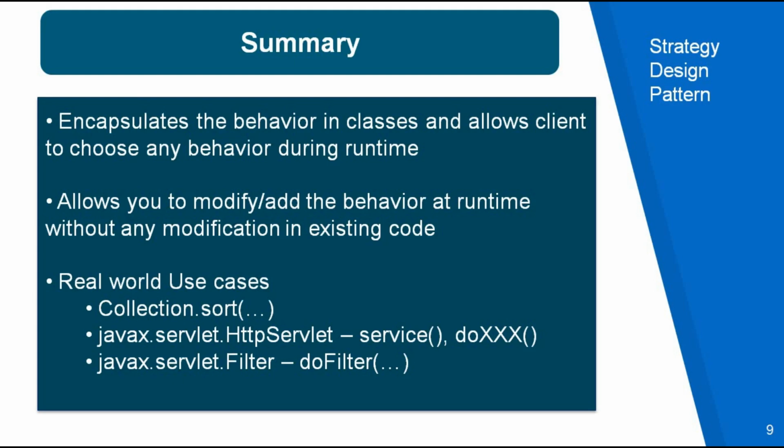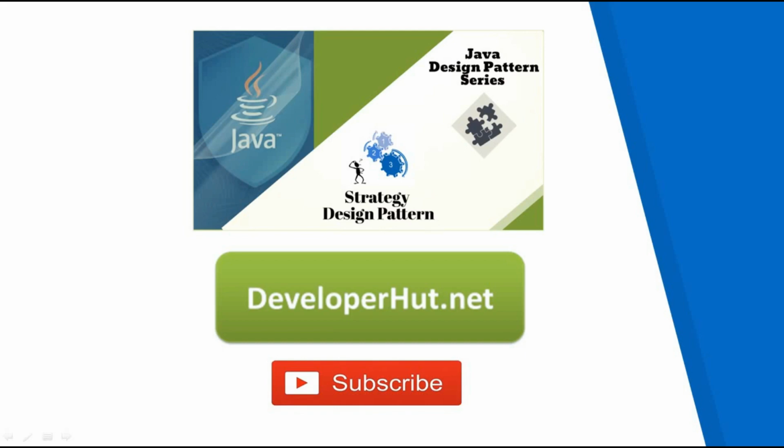Now the real world use cases. So collection.sort method internally uses the strategy design pattern, right? Even if you are familiar with servlet and JSPs, right? So HTTP servlet class internally uses strategy pattern to call the service as well as doGet and doPost methods, right? And filter class, which belongs to javax.servlet package, again uses the strategy to call the doFilter method. So I hope you understand the strategy design pattern.